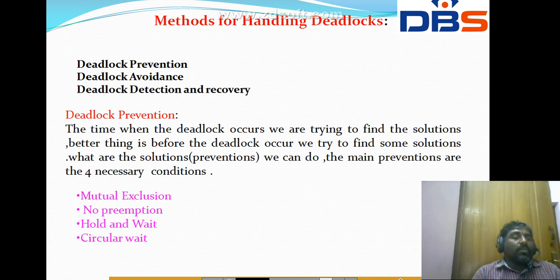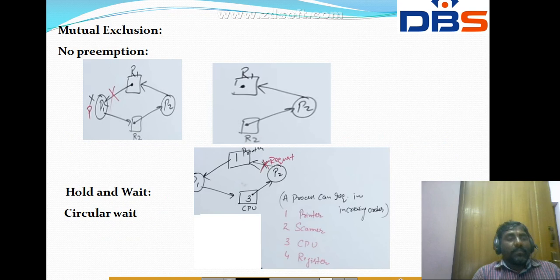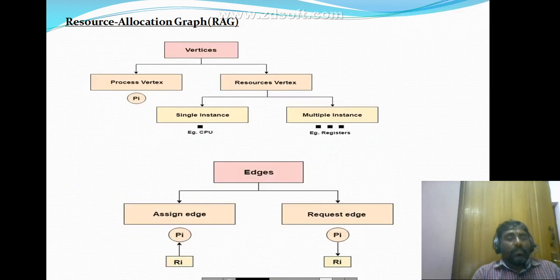After that, we studied in detail the deadlock prevention concept. Now, in this class, we are going to concentrate on deadlock avoidance and deadlock detection and recovery. Before going to deadlock avoidance and deadlock recovery, let us see what a resource allocation graph is.